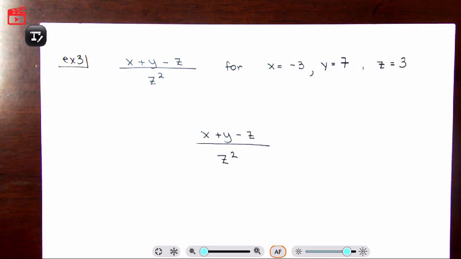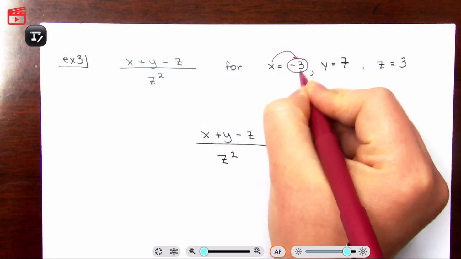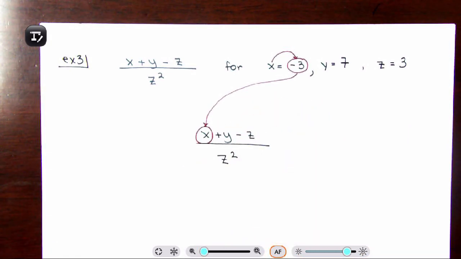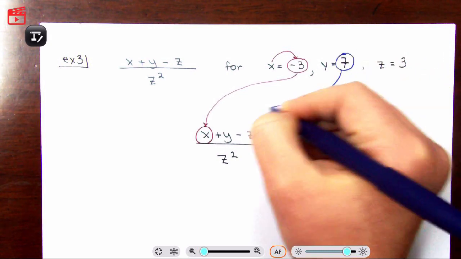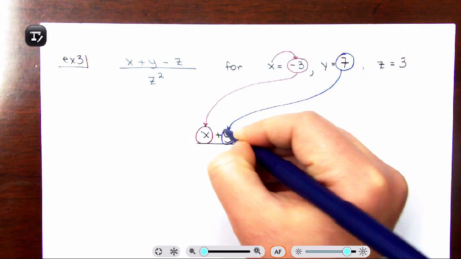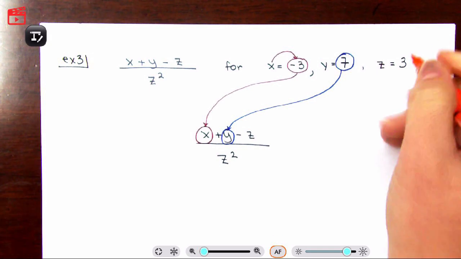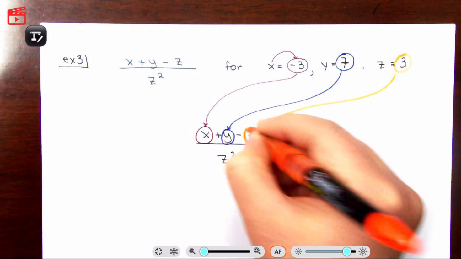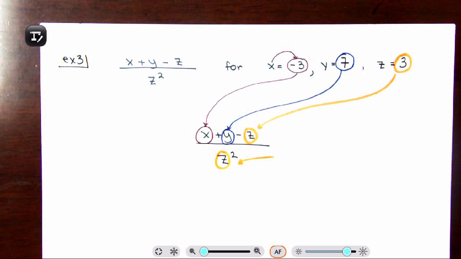We're just going to start plugging stuff in. x is -3, so -3 is going to go inside that bubble. y is 7, so 7 is going to go inside that bubble. And what do we have here? z is 3, so 3 is going to go inside this bubble. And z is going to go inside this bubble, since we have 2 z's over here. So how would that look?